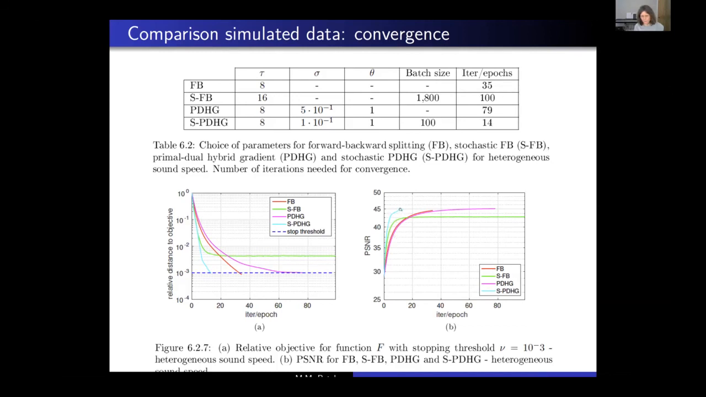So the Primal dual hybrid gradient, the stochastic version thereof, sorry, comes out on top, and we achieved the same result much earlier. And you can see that in this measure the stochastic gradient descent did not match the performance of the other methods.